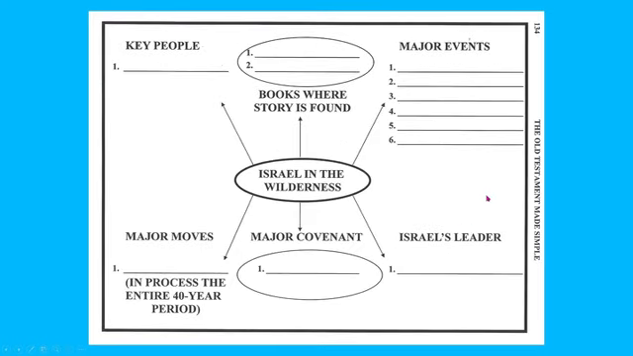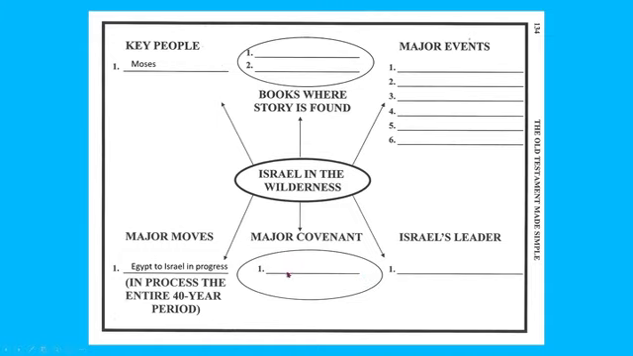All right, let's look at our third time period. The name of this time period is Israel in the wilderness. Now, during this period of time, we have one major key person, and that is Moses. Moses leads the children of Israel during this entire time period. This time period is about 40 years. There's only one major move, and it's really just in progress, and that's Egypt to Israel. It's just in progress during this 40-year period of time.